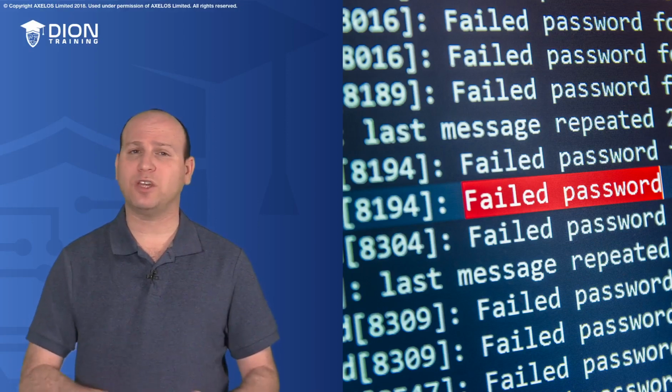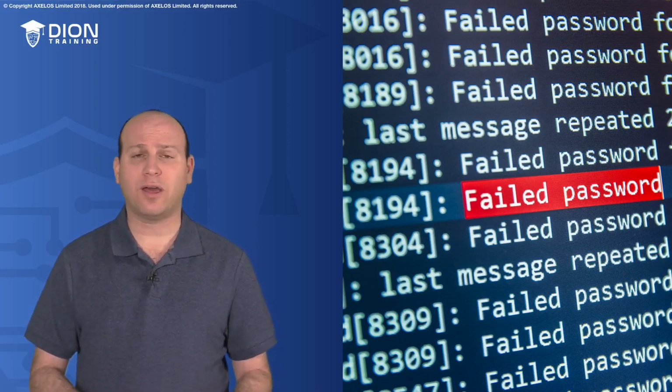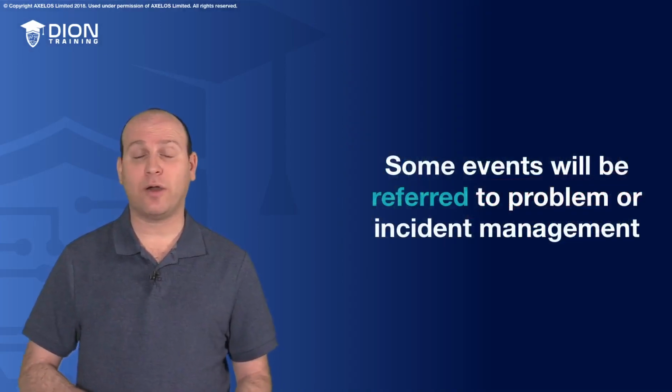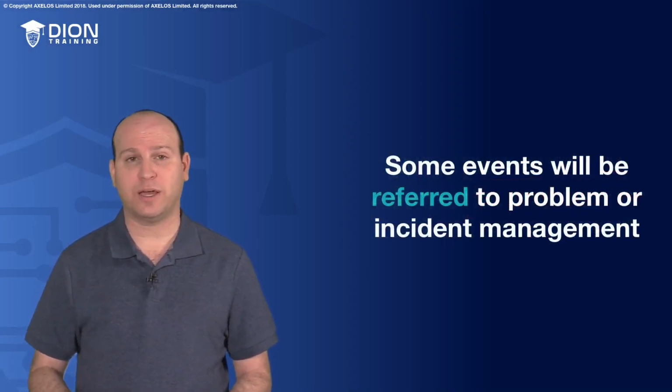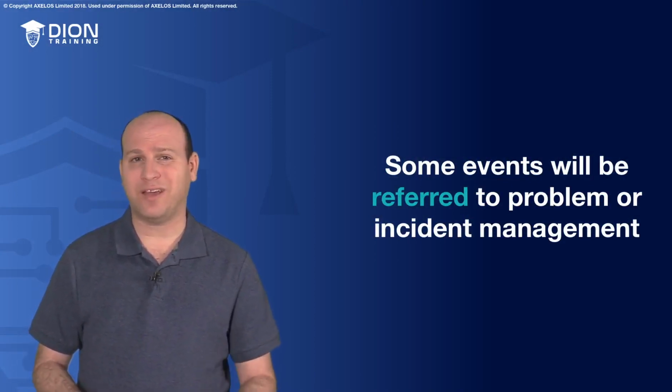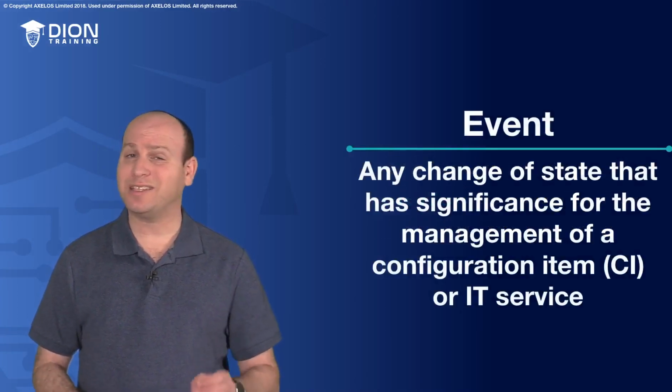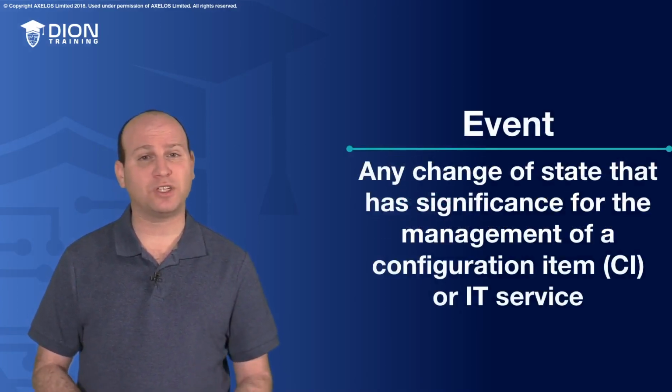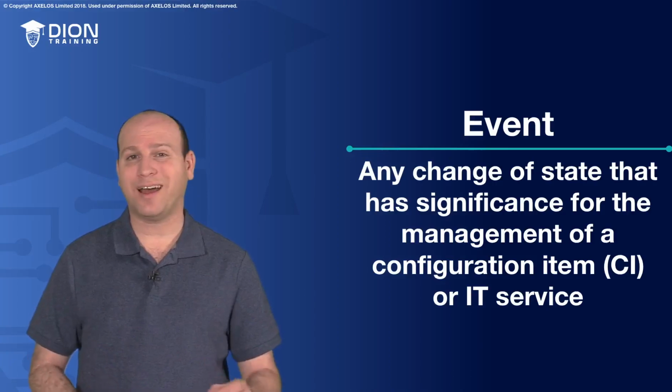We want to make sure we understand what events there are and we monitor them to decide what actions need to be taken. Some of those actions need to go out and get into the problem management perspective or the incident management perspective. But again, here inside of the event monitoring, we're really focused on the event, which is any change in state that has significance for the management of a configuration item, a CI, or an IT service.